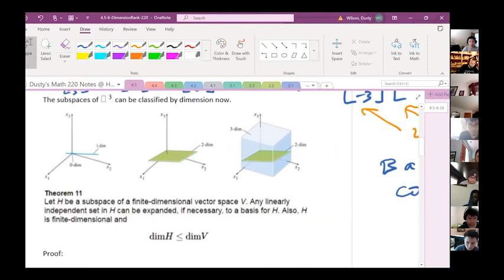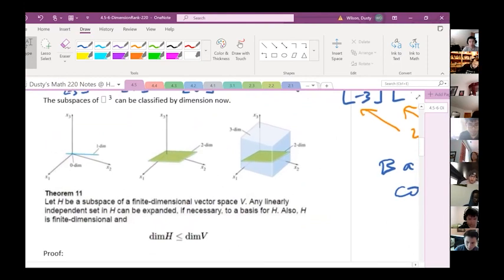Right. So let's talk about this graphically just for a moment. So we can now talk about subspaces of, say, for example, R3. And so the subspaces of R3 can now be classified by dimensions. So if you have a line, the line is going to be one dimensional. If you have just the origin, just the point, a point is zero dimensional.